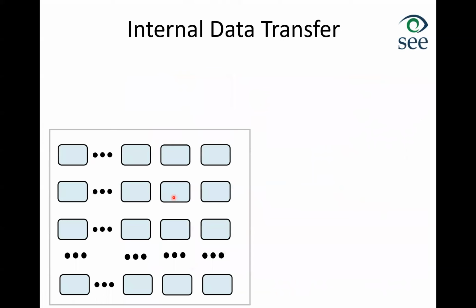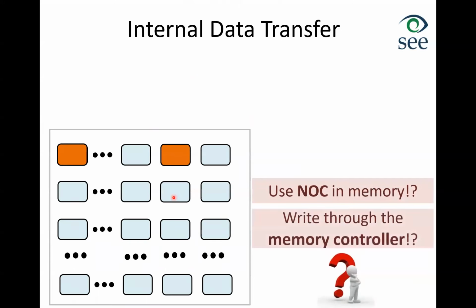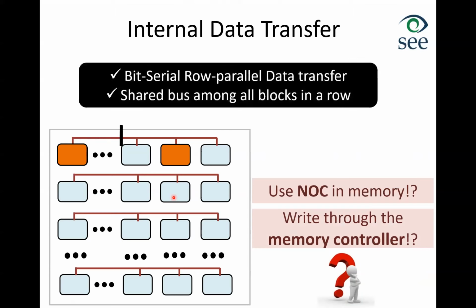So in terms of data movement, we provide some infrastructure that can support internal data movement in memory. As you can see, if I want to transfer data from one block to another block, I don't have a network on chip in memory. So what we do is use very lightweight interconnects that connect all the memory blocks that are in a single row of a block, a bank kind of. These memory blocks can transfer data bit-serial, row-parallel between each other.